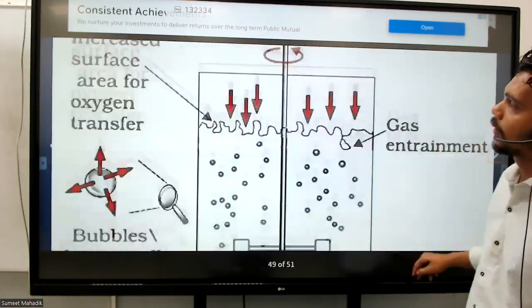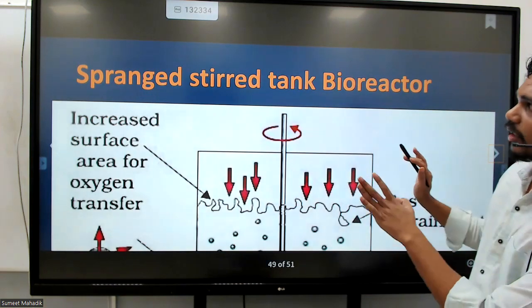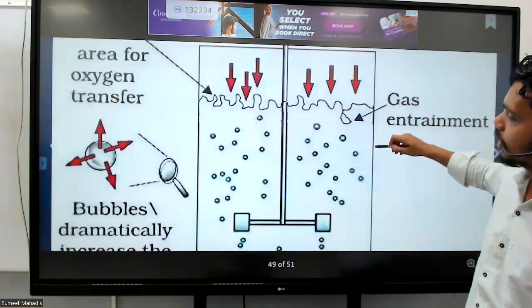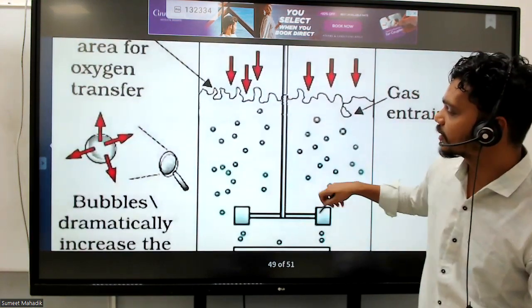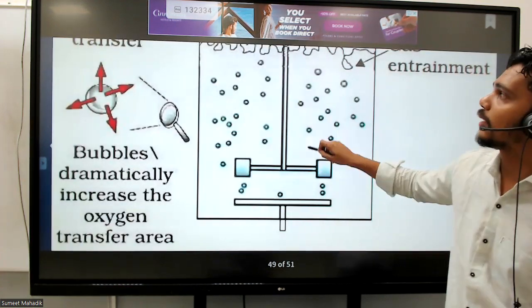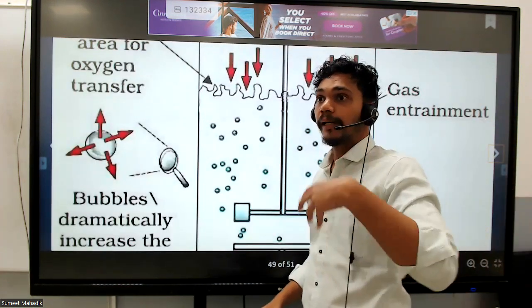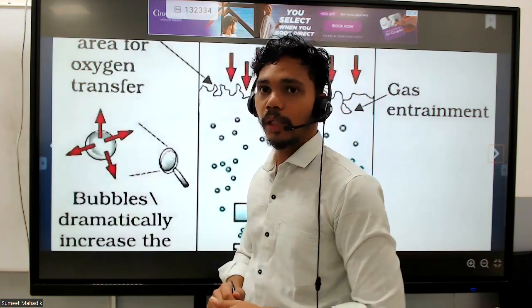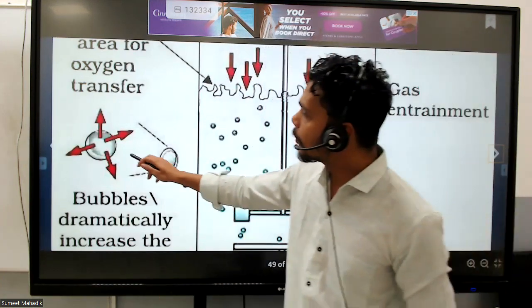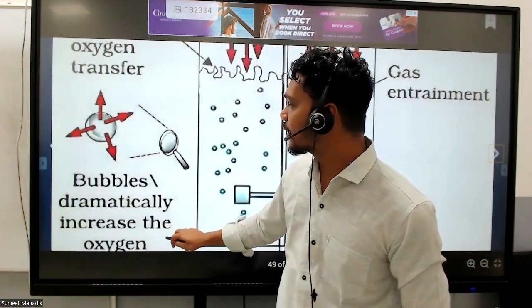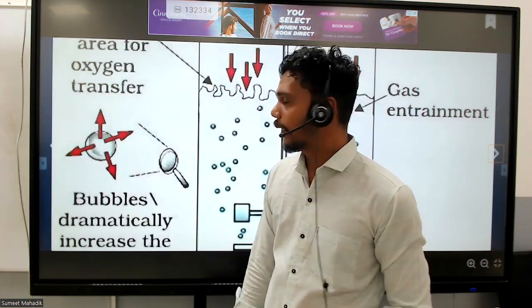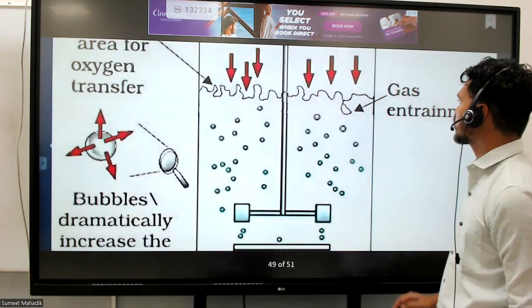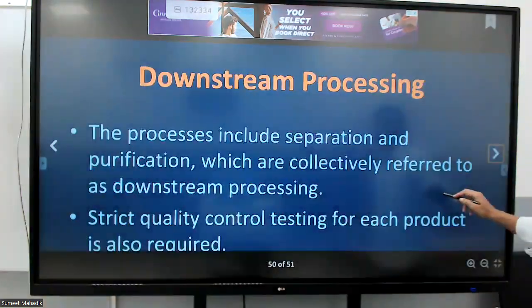Now last part, the sparged stirred tank bioreactor. Why? Can you see that? One agitator is there and air bubbles are there. To give enhancement, proper aeration, this should be incorporated. So these are the bubbles. Bubbles dramatically increase the oxygen. Getting my point? So they increase the oxygen more. This point is very clear.